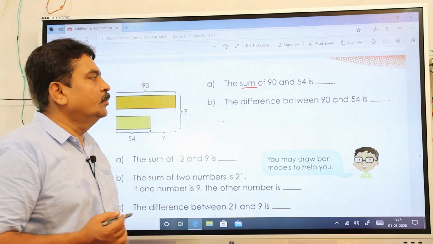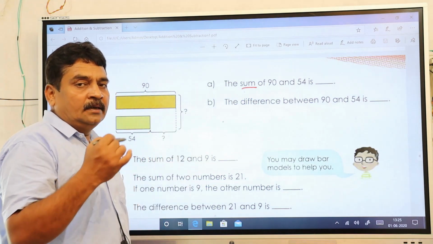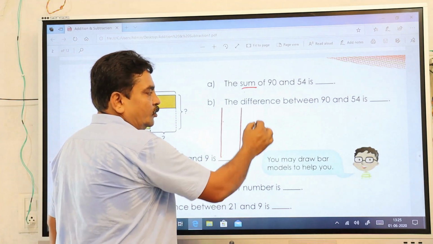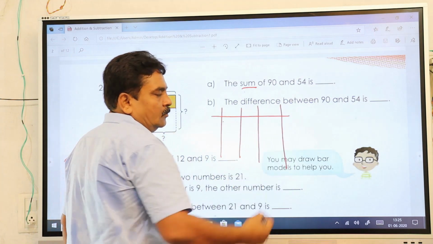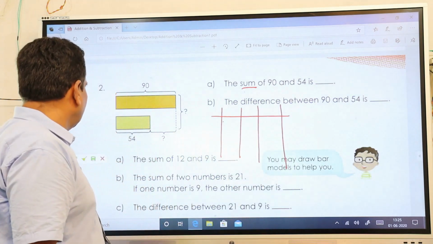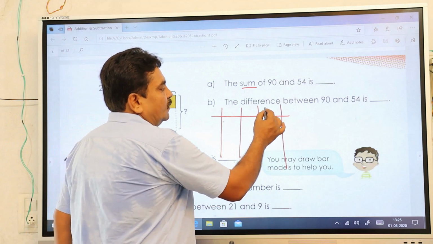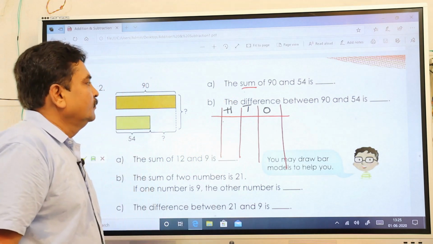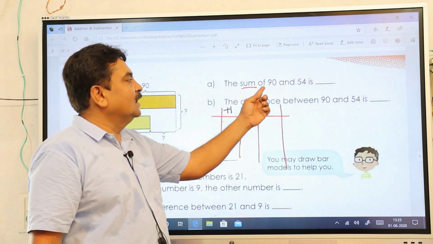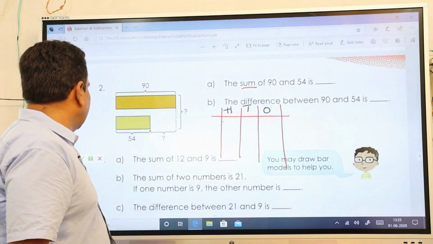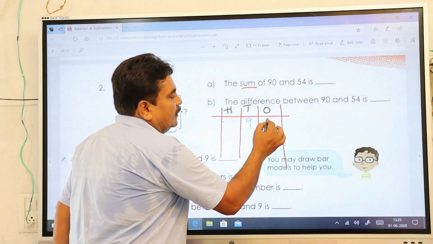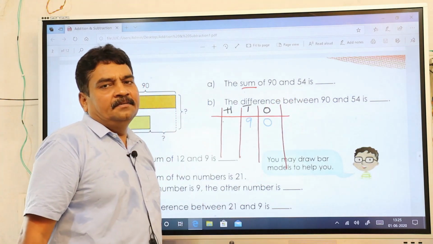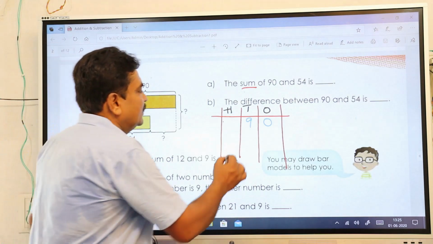So here, in one question there are 2 questions. One question he has given as sum, in the other question he has given as difference. So first we will do the first one, sum. How are you going to do it? Write it down in tabular form. So this is your tabular form. I'll do it here, but you should do it in your notes. I'll write down here, this is ones, this is tens, this is hundreds. Now the first value is how much? 90. So 90 means 90. Second is 54.